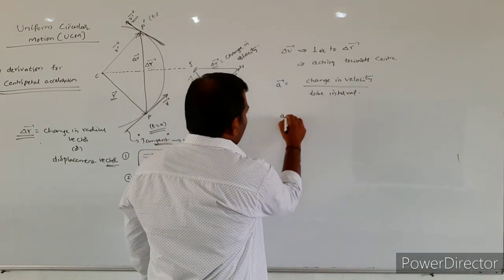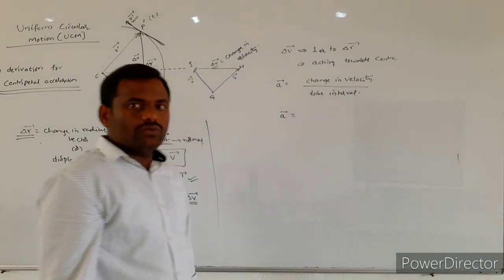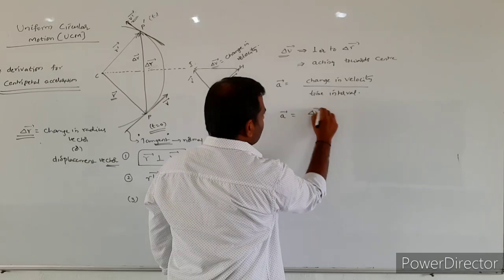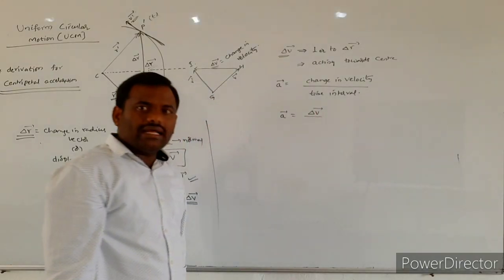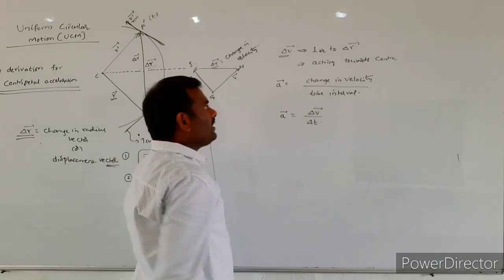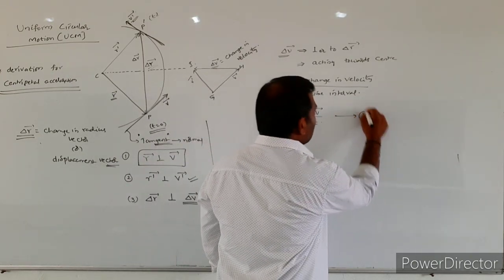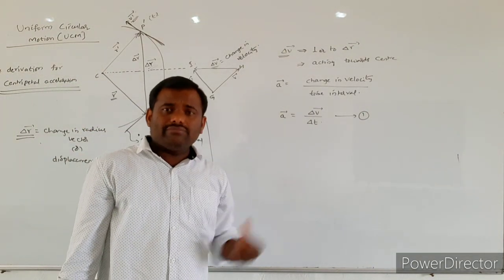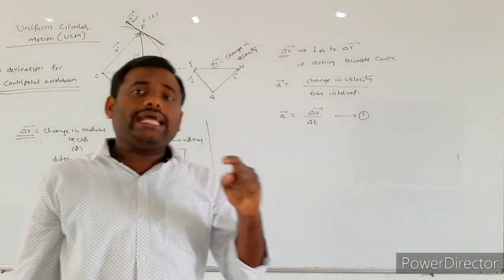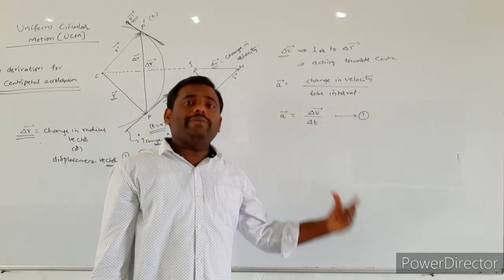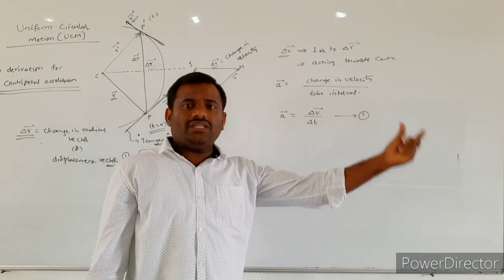So therefore, acceleration A bar is equal to change in velocity, delta V bar, divided by delta T. Here, A bar is nothing but the acceleration acquired by the particle due to the change in velocity.